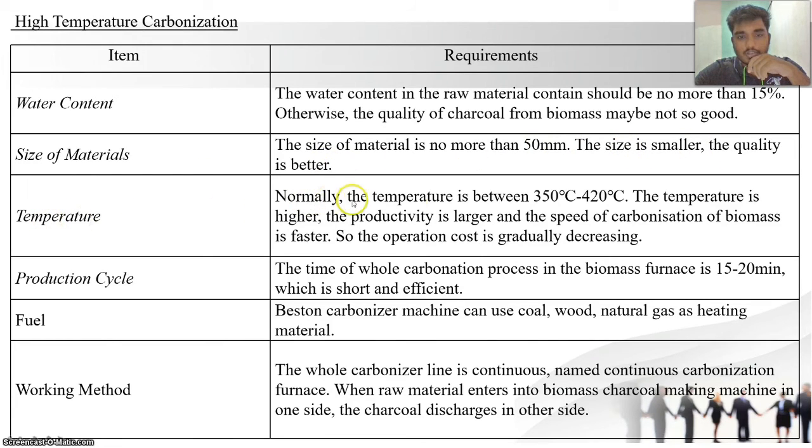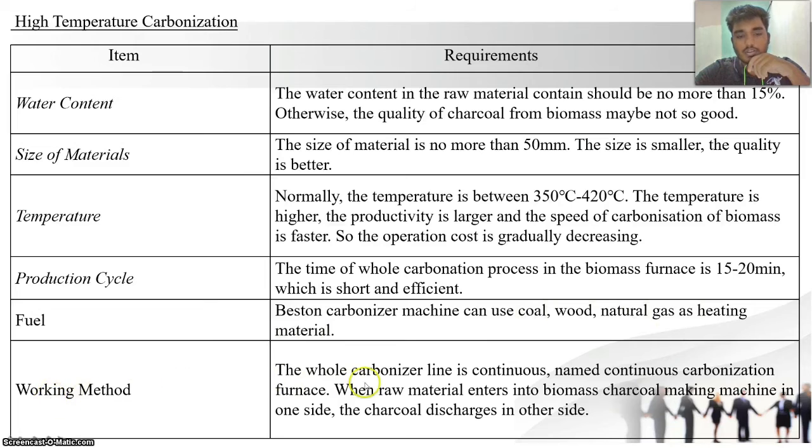Then temperature. Normally the temperature is between 350 degrees Celsius and 420 degrees Celsius. The higher the temperature, the larger the productivity, and the faster the speed of carbonization of biomass. So the operation cost is gradually decreasing. For production cycle, the time of the whole carbonization process for biomass is 15 to 20 minutes, which is short and efficient. For fuel, the carbonizer machine can use coal, wood, natural gas as heating material.